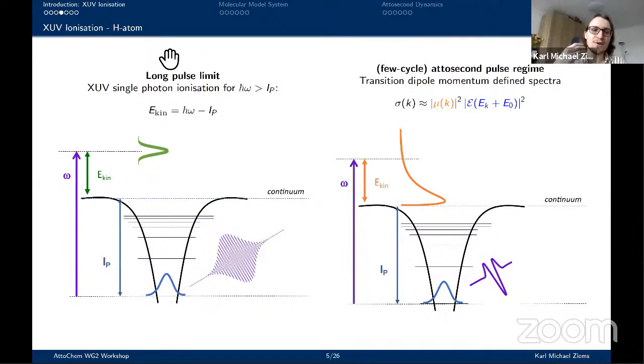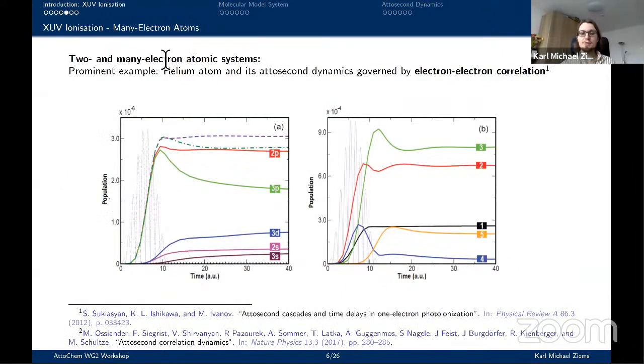And of course, we want to go beyond one electron in a system. In the literature, you can find a plethora of very interesting work on many electron atoms, and I'm just going to reference two here. For example, the work from Michael Ivanov on the helium atom and its attosecond dynamics governed by electron-electron correlation. What they showed here is the parent ion dynamics of the coherent wave packet. And what they discriminate are two timescales. The so-called instantaneous timescale during the XUV absorption, which they refer to as shake-up and shake-down processes.